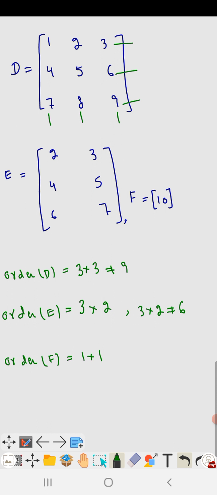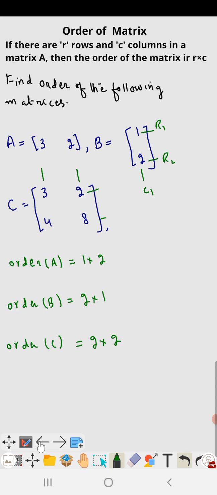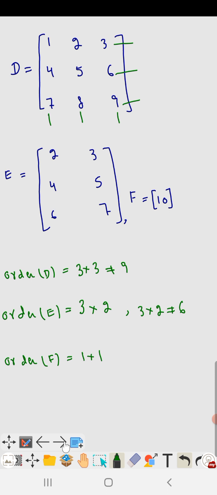So dear student, we can easily calculate order of any matrix. These were first three matrices and these were last three matrices. You can easily find order of any matrix.